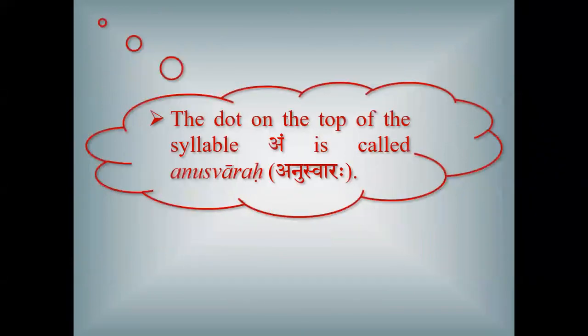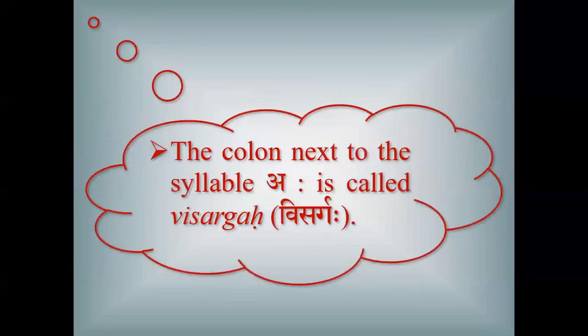Now, the dot on the top of the syllable A; the syllable A is only an example, it can come with any vowel. The dot is called Anuswaraha. Anuswara takes the sound of the vowel. The colon which comes next to the syllable A is called Visargaha.